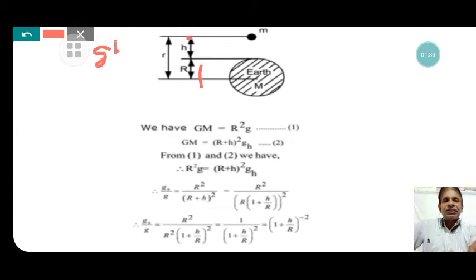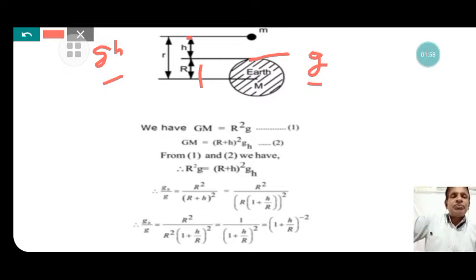g_h is the acceleration due to gravity at altitude h, and here at the surface of the earth g is the acceleration due to gravity of the earth on the surface of the earth. We will compare g_h and g in this slide. We have G, M: G is the gravitational constant, M is the mass of the earth, R is the radius of the earth, and g is the acceleration due to gravity at the surface of the earth.